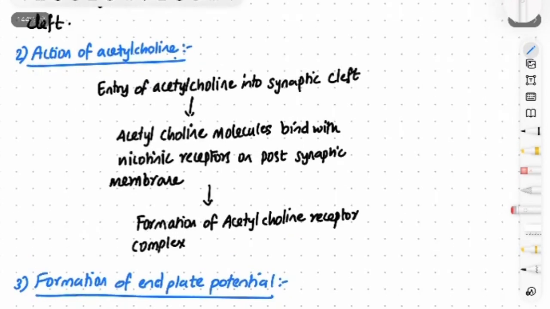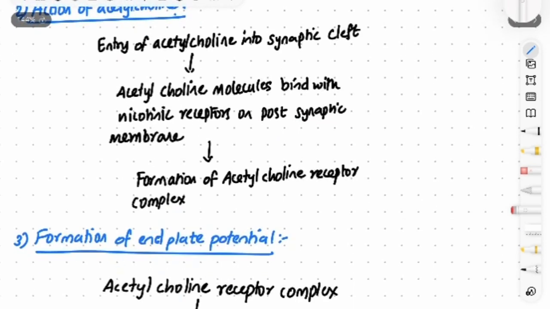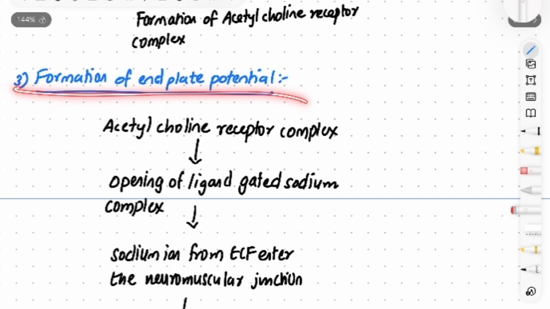Now, the action of acetylcholine, the second step or the second mechanism. There will be entry of acetylcholine into the synaptic cleft, and acetylcholine molecules bind with the nicotinic receptors present on the postsynaptic membrane. After the binding of acetylcholine with nicotinic receptors on the postsynaptic membrane, there will be formation of the acetylcholine receptor complex. Okay, formation of acetylcholine receptor complex.